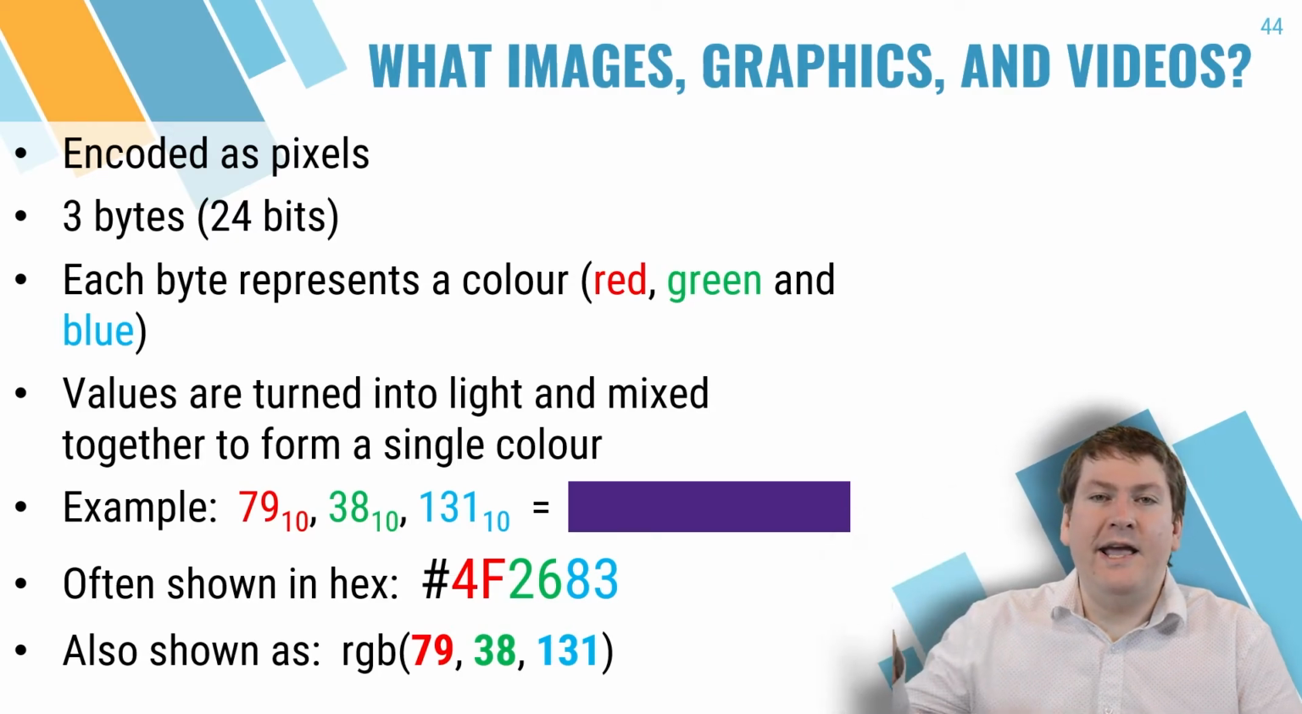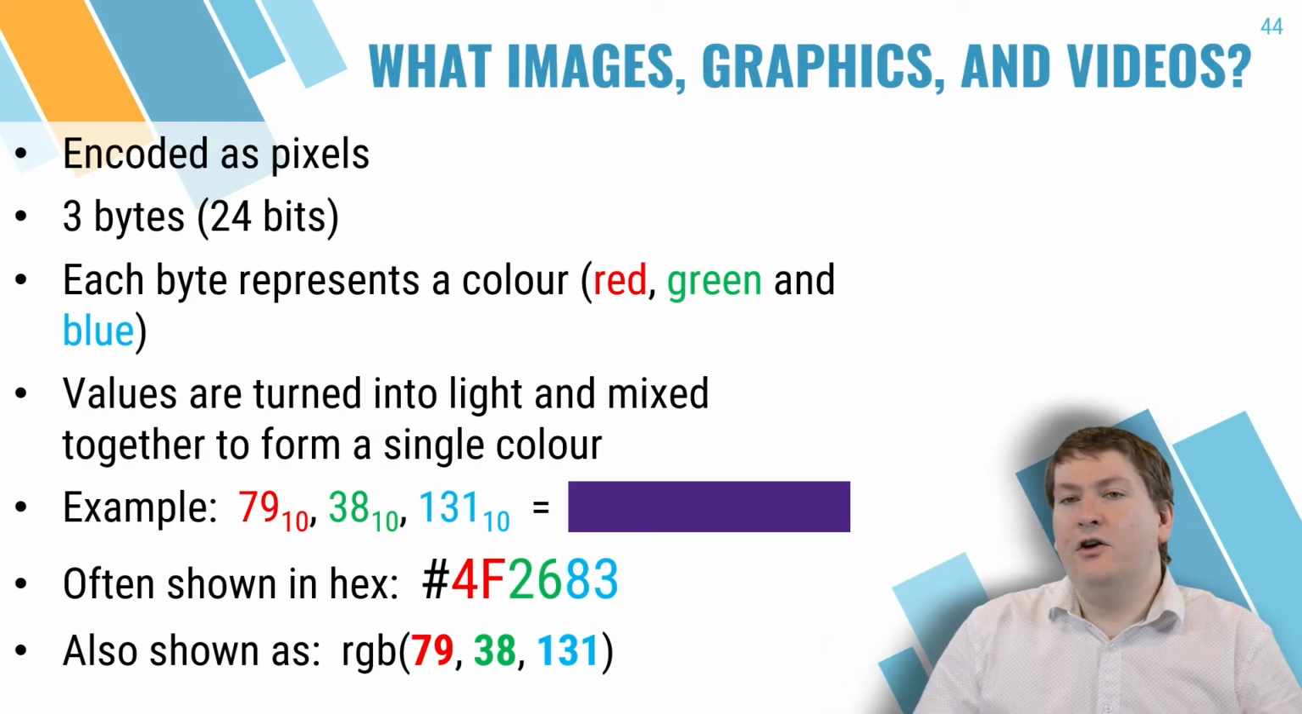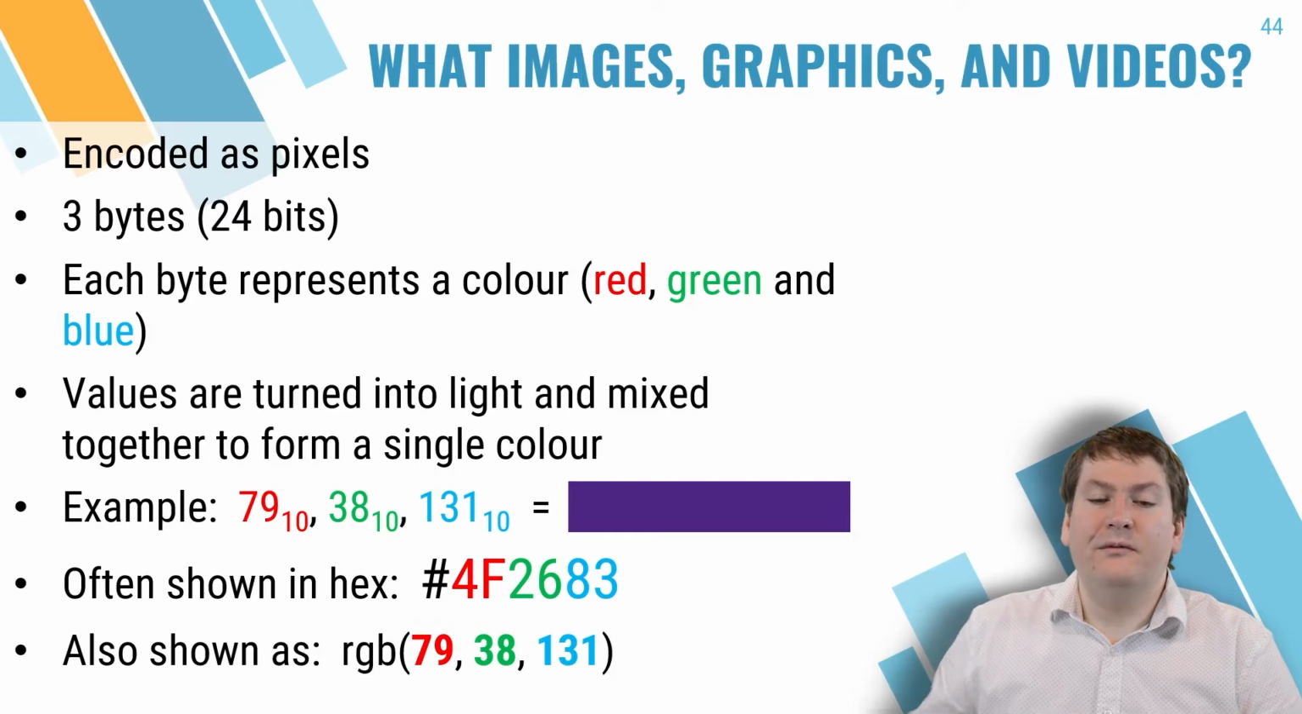So 10 would be an A, 11 would be a B, and so on all the way up to F for 15. You don't have to know the details of how hexadecimal works for this course, but you should know that it is often used to represent colors. So the exact same color that we have here, the purple, could also be represented in hexadecimal as 4F for red, 26 for green, and 83 for blue. The same number is just represented in a different way. We also sometimes see the decimal representation, sometimes with brackets around it, like RGB, bracket, and then the same decimal numbers we've seen.